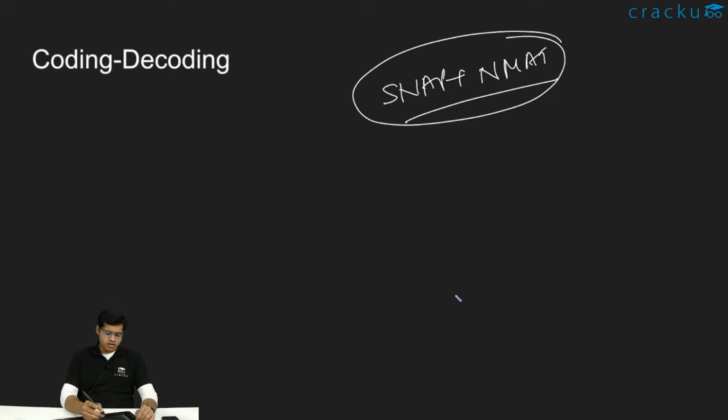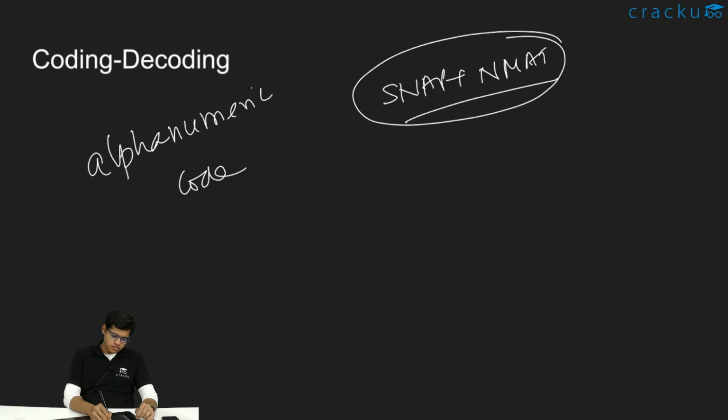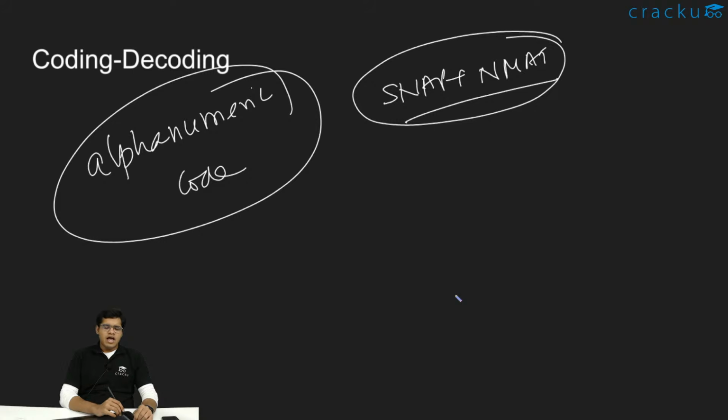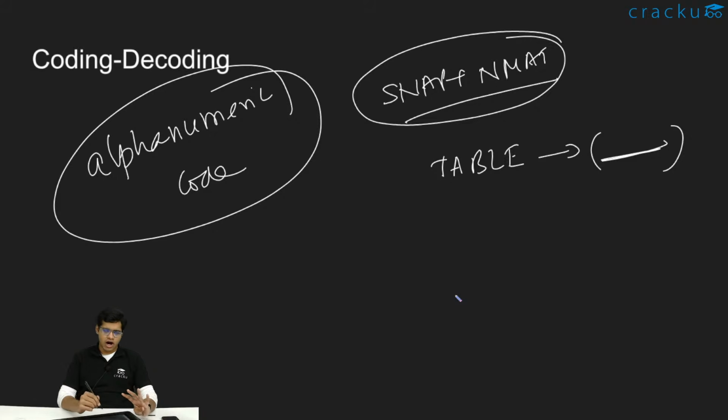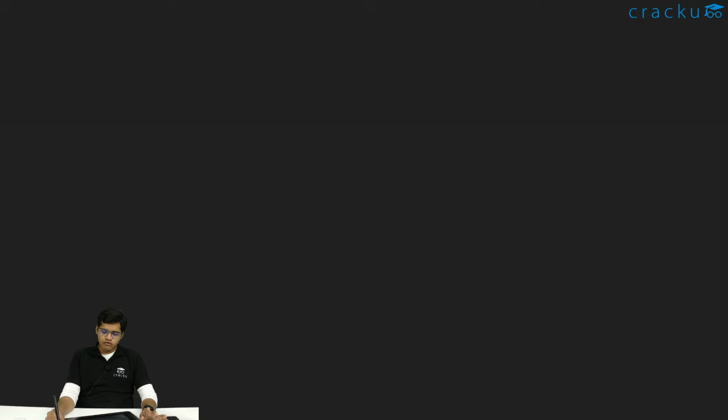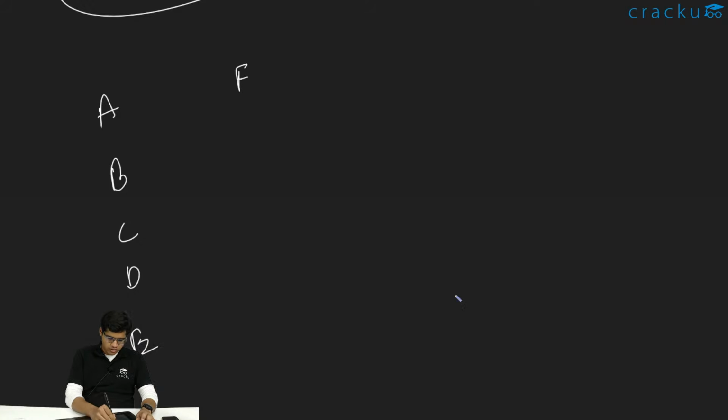Basically, in coding decoding we are given an alphanumeric code to decipher. What does alphanumeric code mean? There will be some alphabets, let's say the word table, and this is coded to something. This code is made by playing with numbers. And how do we play with the numbers? Basically, we give each letter in the English alphabet its positional value. Let me write all the letters.